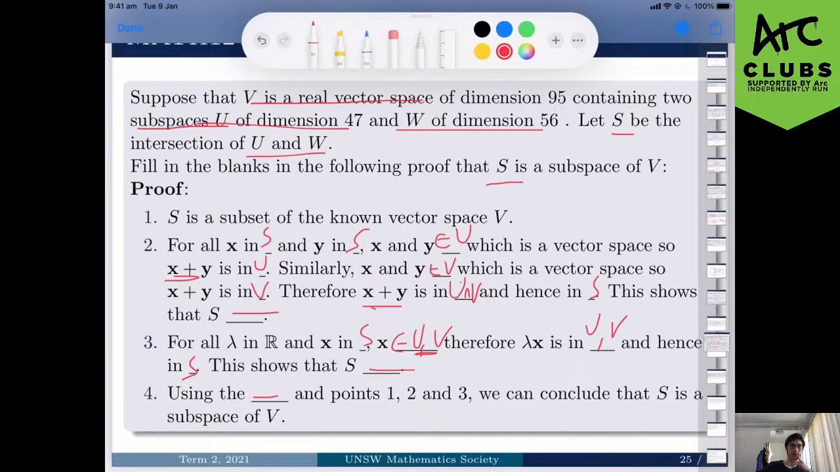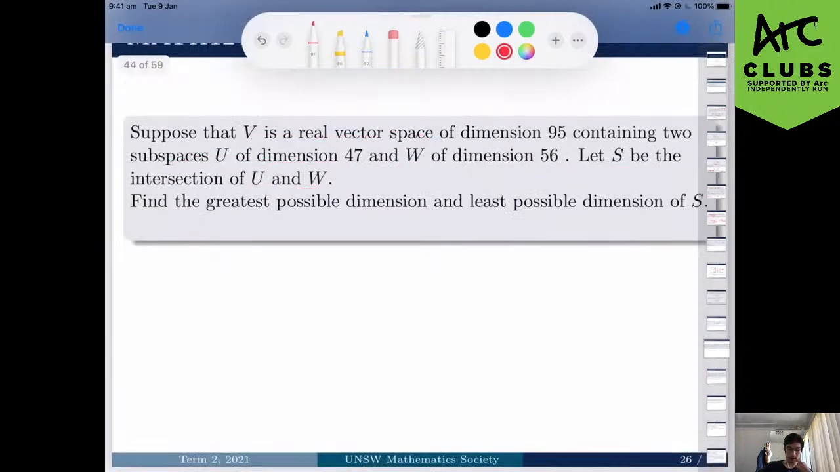Yeah, I guess point 1 is kind of important. For it to be a subspace, it needs to be a subset of a known vector space. That's almost always given, but in this case, they were explicit about it. Perhaps you can see down the sidebar that there's a lot of stuff to go, so I'll go through it very fast.